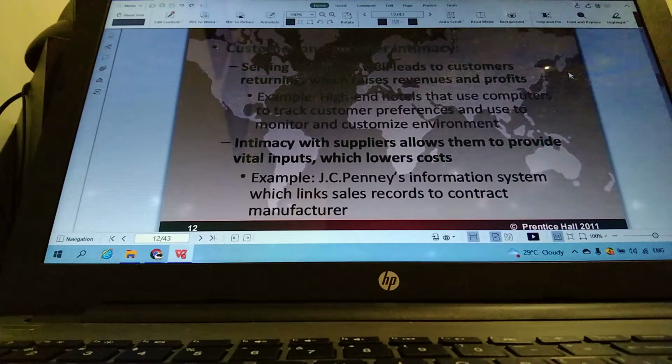In terms of customer and supplier relationships, IT systems serve customers in ways that raise revenues and profit. Due to the pandemic, we have seen many companies having no choice but to go online, operating fully online in order to survive, sustain their business, and continue to have a close relationship with the customers.